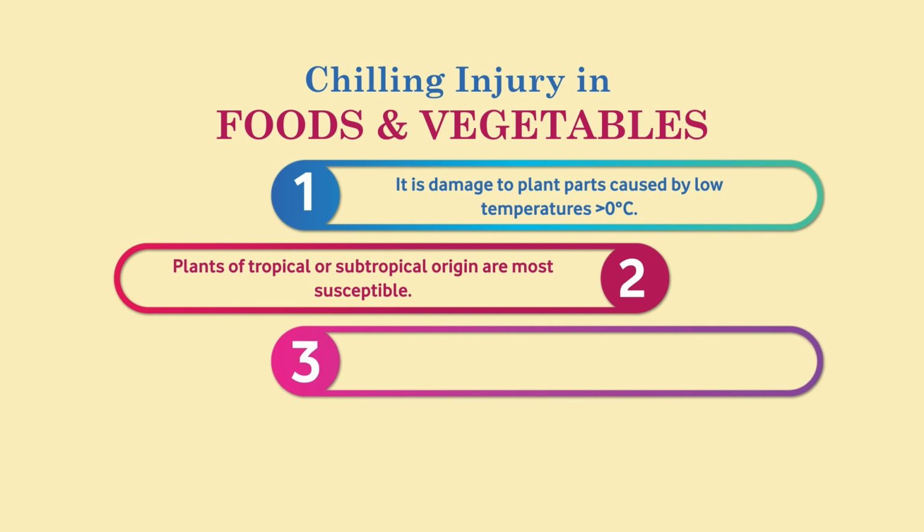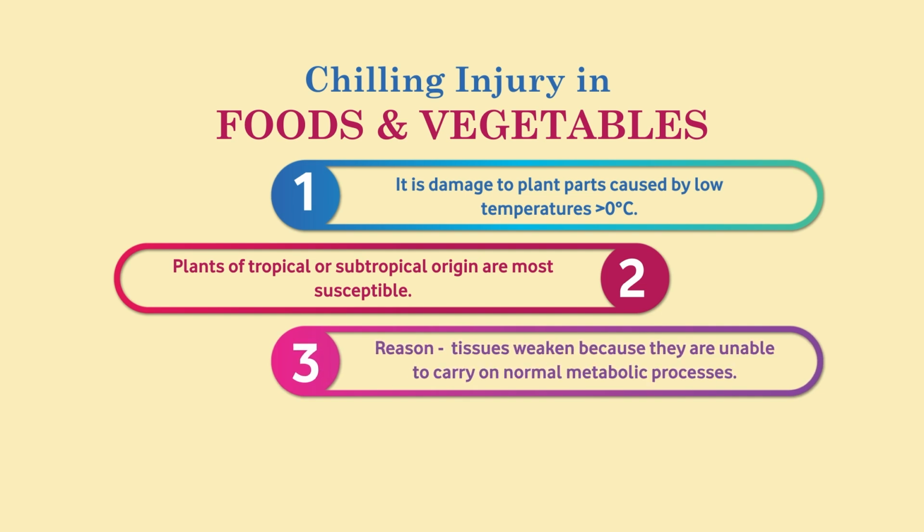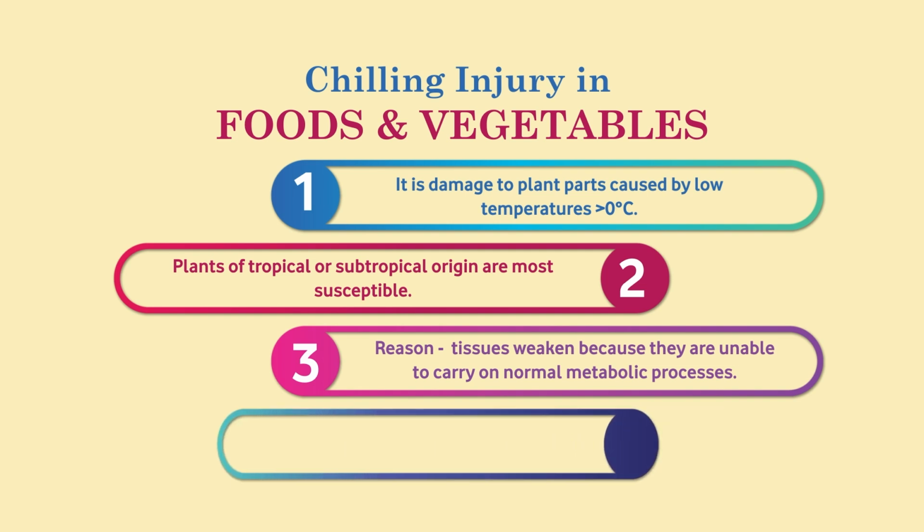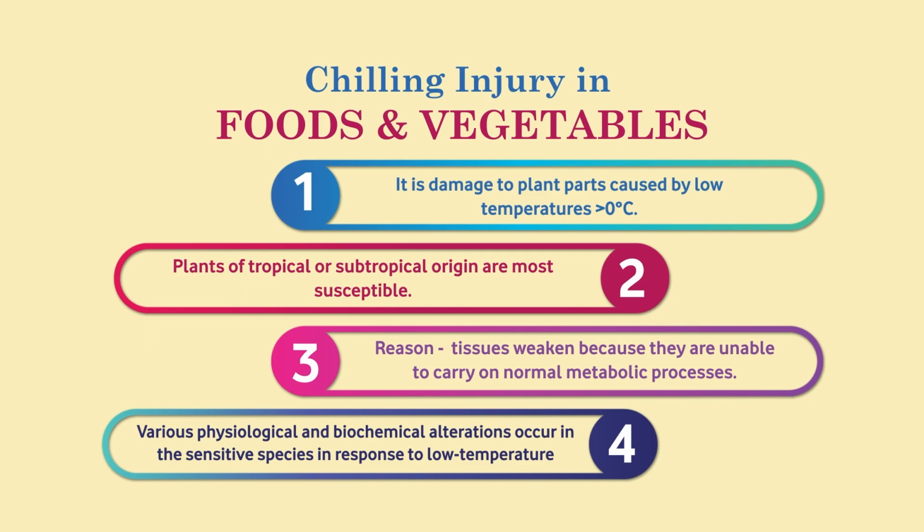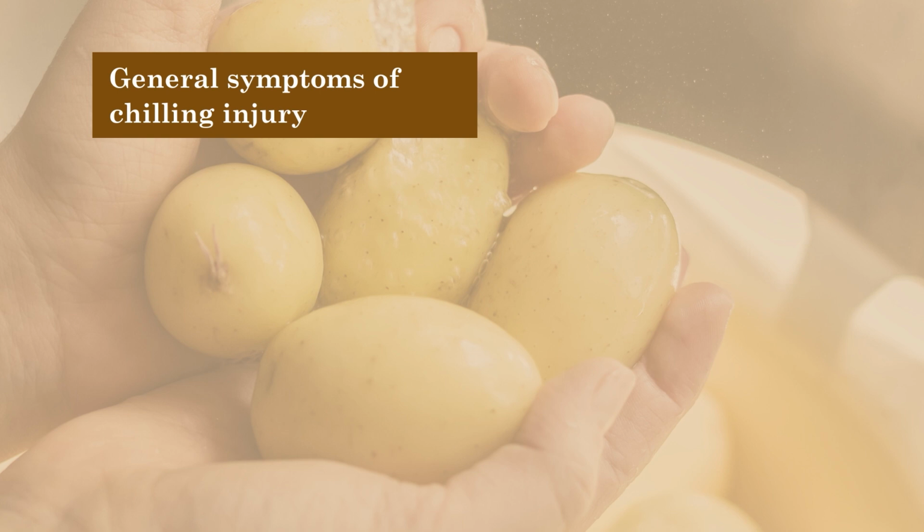Why does this take place? Because the tissue gets weakened, and because of it, some undesirable changes take place. They are unable to carry out the normal metabolic processes. That is the basic reason, because we are maneuvering the metabolic process. And that will lead to physiological and biochemical alterations. That is how you can see that the apple shown here is giving an indication of chilling injury.